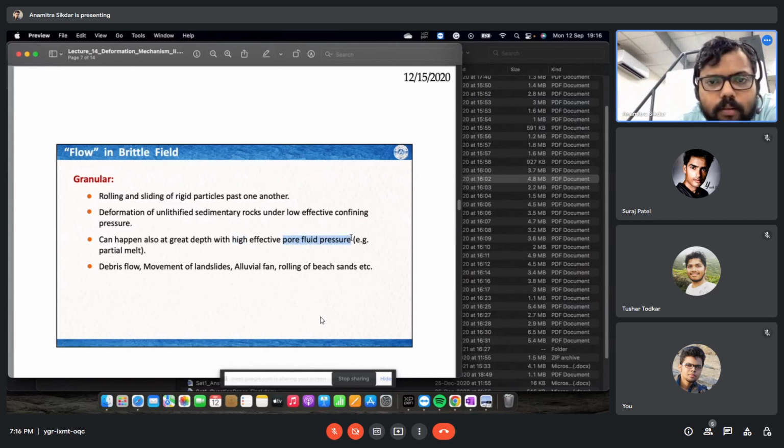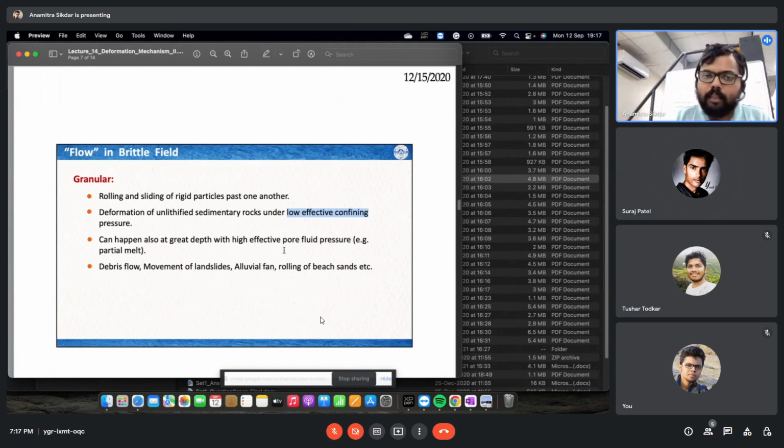See, the formation of unliquefied media is at high pore fluid pressure. So this is the pore pressure. This is the confining pressure. So granular flow happens generally at low effective confining pressure, like in the upper part of the crust where the material can easily lose its contact.